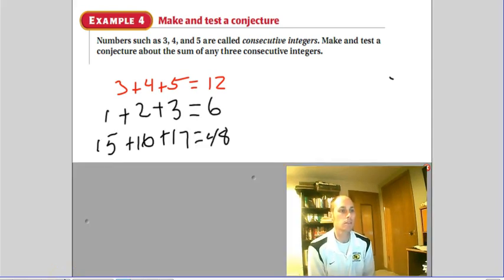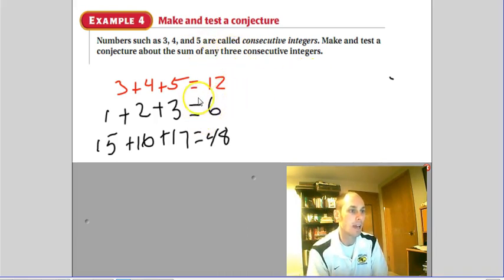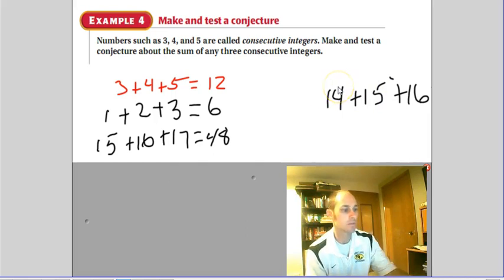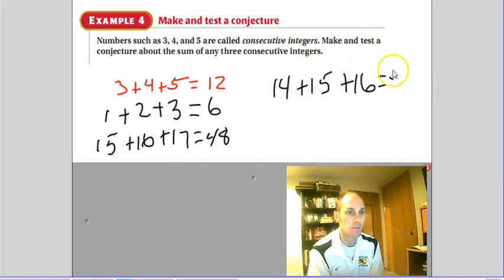So here's a couple more examples. You can compare with the ones you had. What did you get for your conjecture? I noticed that whenever I added them up, it appeared that they were all even numbers. So I tried another set, 14 and 15 and 16, and that gave me 45.